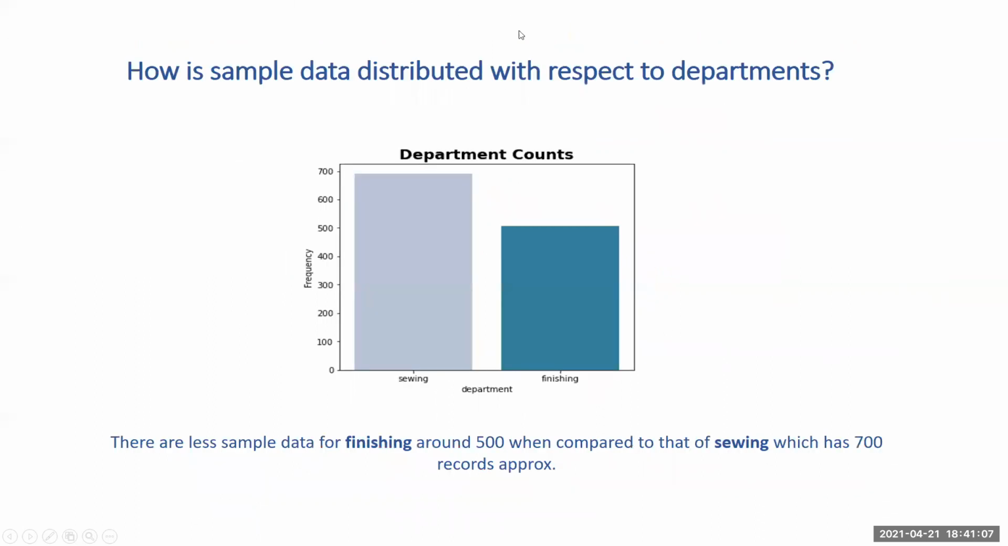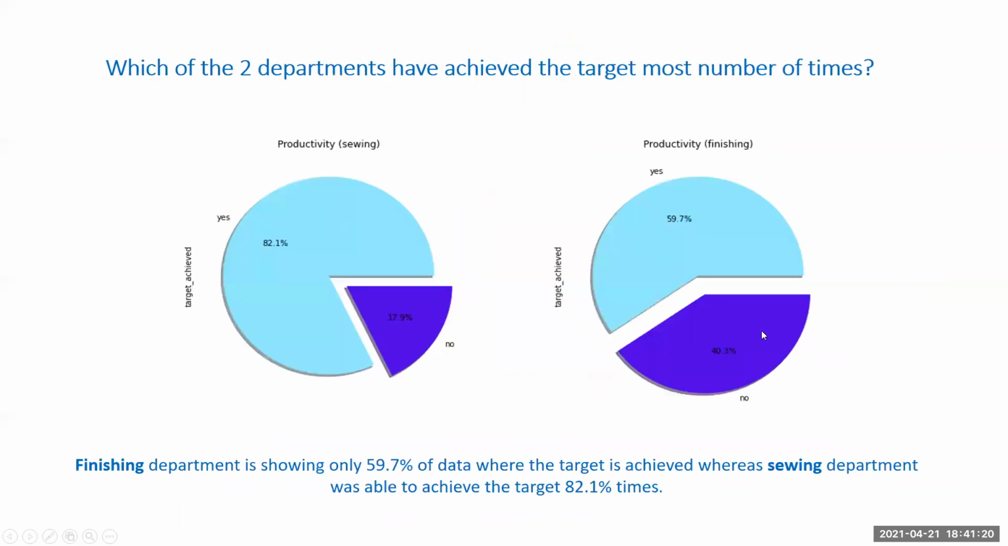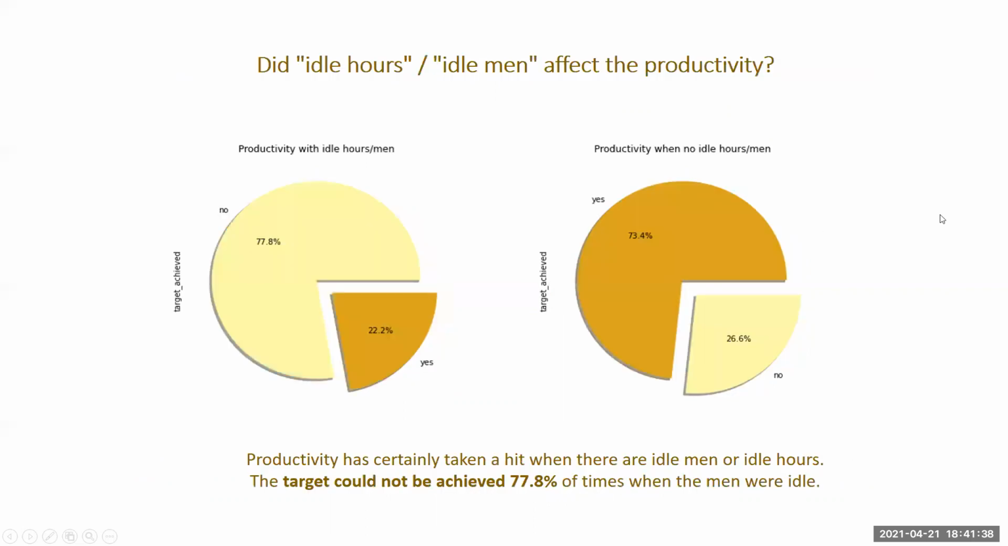How is the sample data distributed with respect to departments? We are seeing that there are 2 departments in this data, sewing and finishing. Sewing has comparatively more records than finishing. So which of the 2 departments has achieved the target most number of times? We are seeing that 82.1% of the sewing data says that the target has been achieved, and for finishing only 60% of the data says that the target has been achieved.